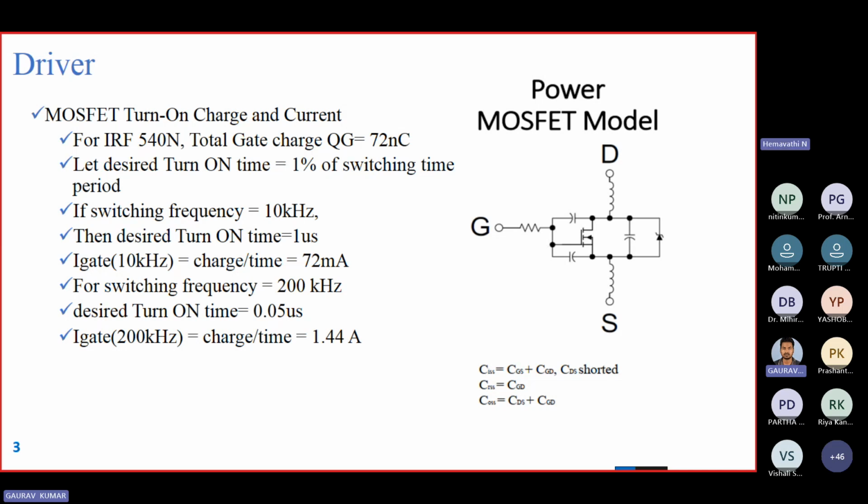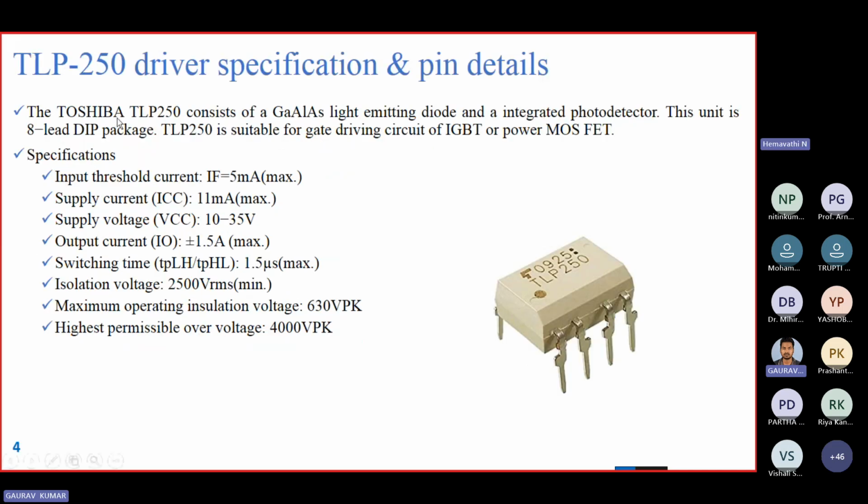Moving to the next slide. So this is the first type of driver, which is the TLP250 driver, and it has basically 8 terminals. It is also known as an optocoupler. Okay, so these are the specifications of this optocoupler. The input threshold current is maximum 5 milliampere.